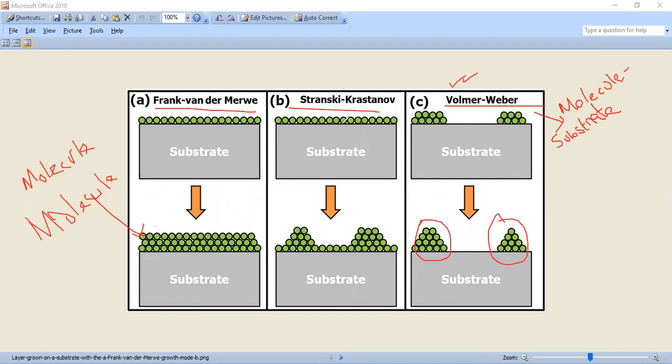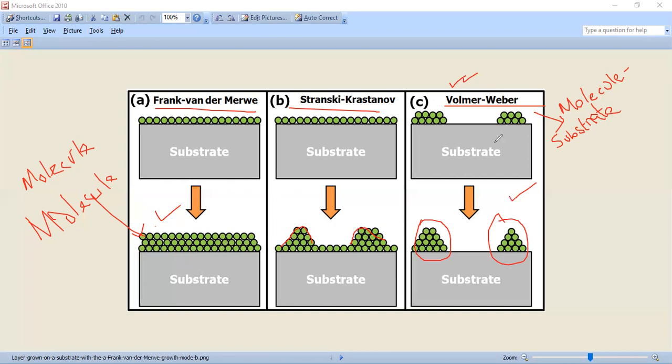And the other one is Stranski-Krastanov type growth. In Stranski-Krastanov growth, we get to see both the Frank van der Merwe type growth and the Volmer-Weber type growth. You see, first there is a layer formation like this, because in that case the molecule-molecule interaction is stronger, and then we get to see island formation. So here we can see both the molecule-molecule bond and the island and substrate-molecule bonding.